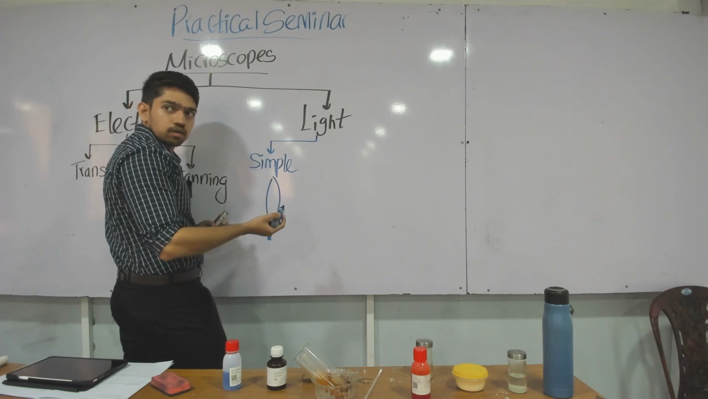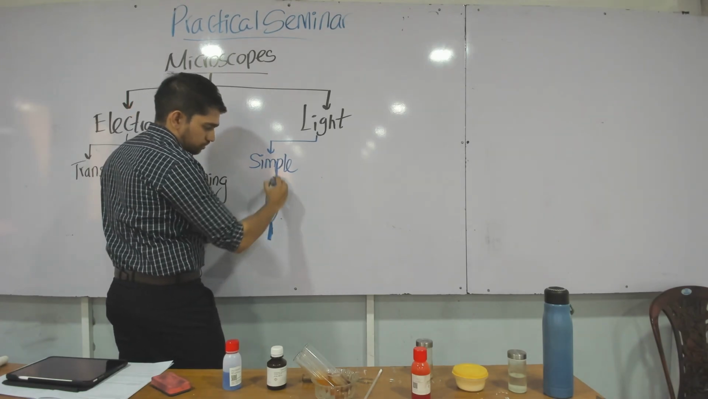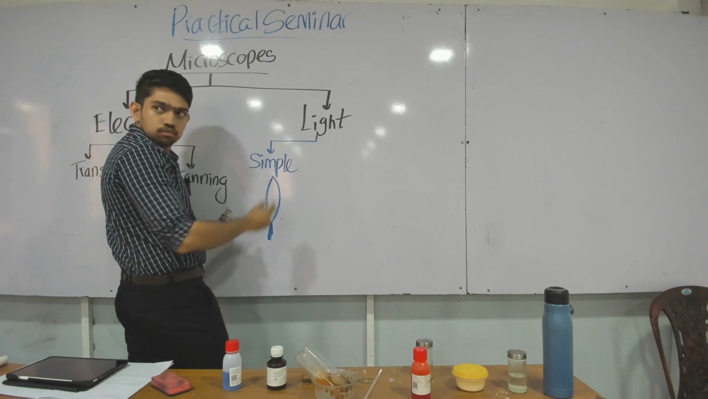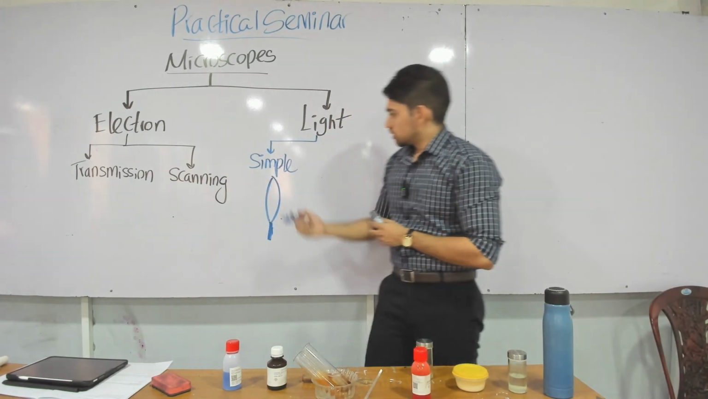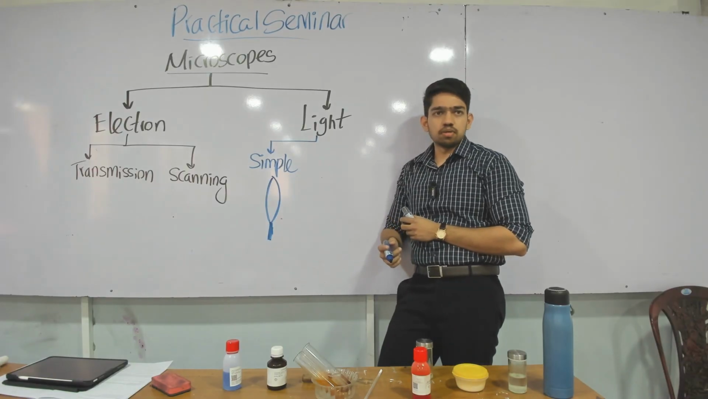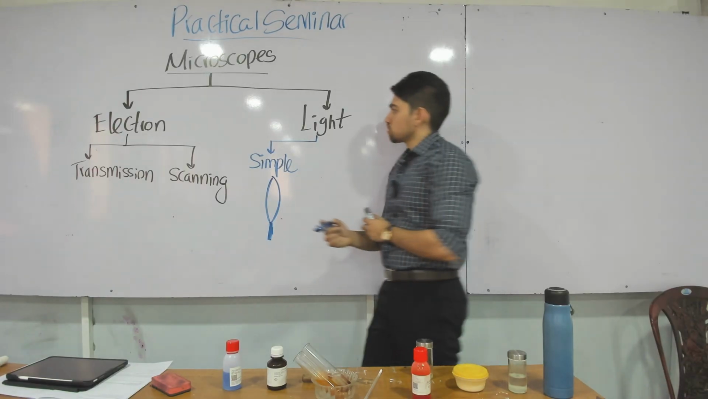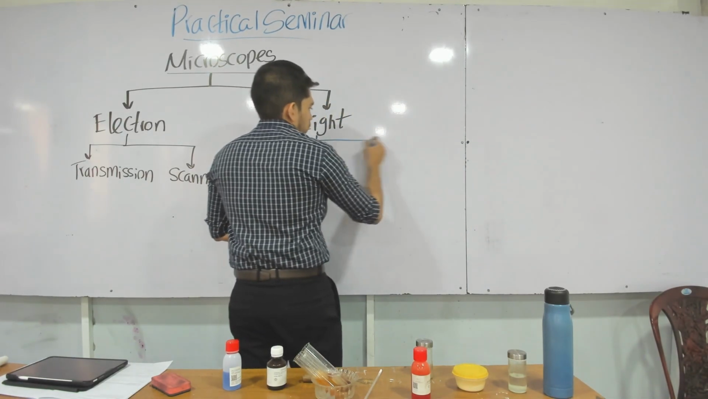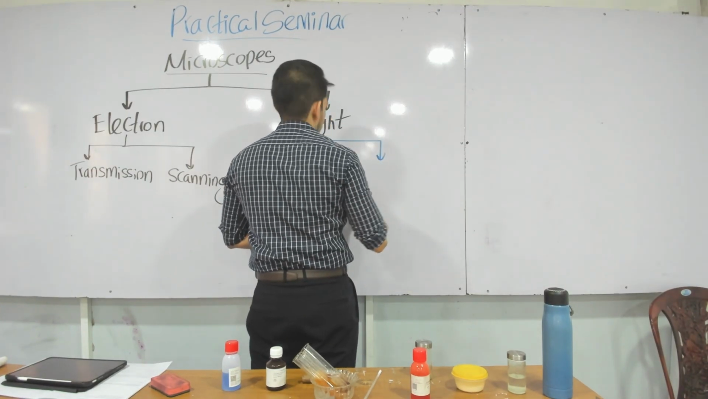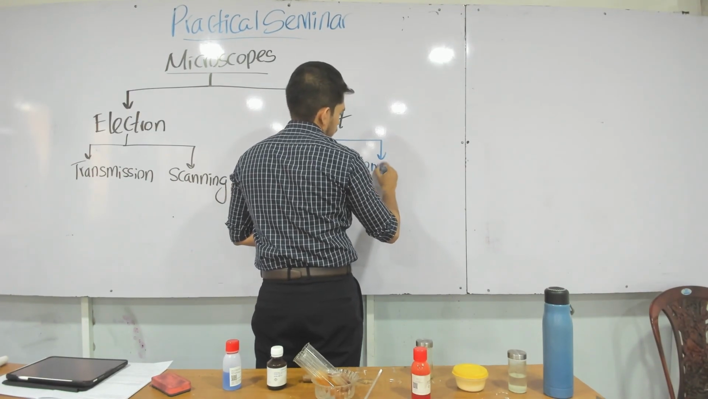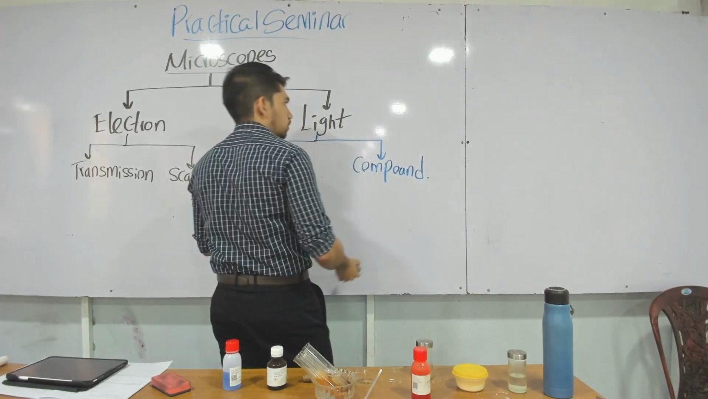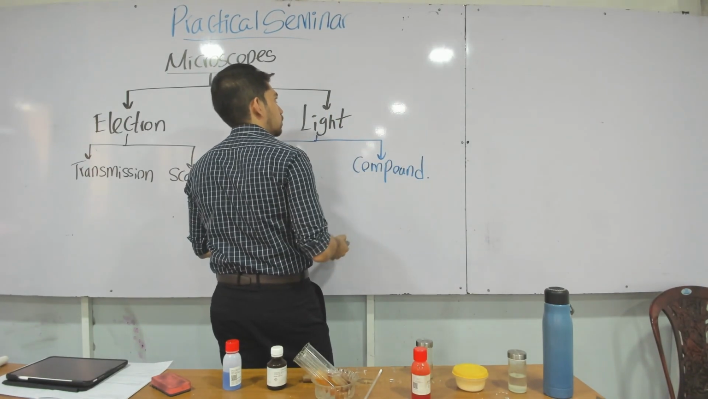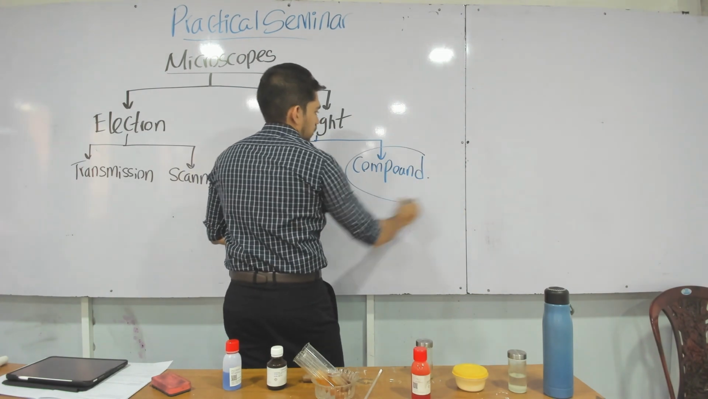Convex lens. Single convex lens. I think for O levels you had mirrors and everything, right? A single convex lens is a simple microscope. The most widely used one is the compound light microscope. So we are going to talk about the compound light microscope a lot today.